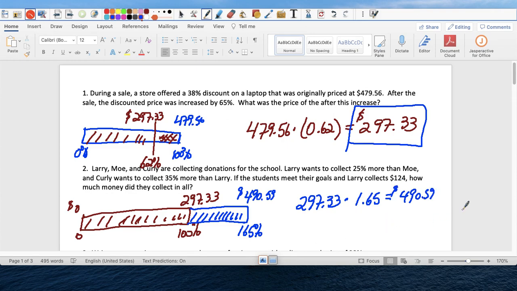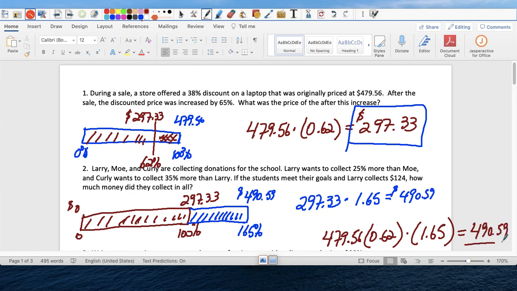And that's it. Now, a more direct way of doing this would have been, hey, here's 479.56, and what are we going to do first? We multiply by 0.62. We found our number, and then what did we do then? We multiplied by 1.65. So if all you wanted is your answer, all you had to do was multiply those three. You would have gotten straight to the answer. Or you can do it in parts if you want to, to work on understanding the problem.